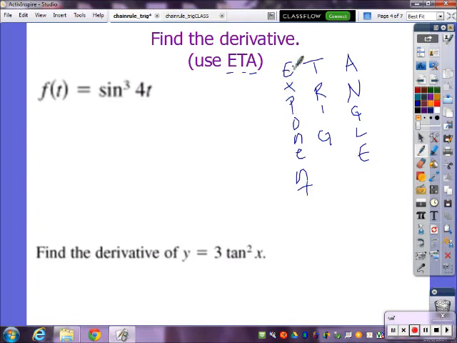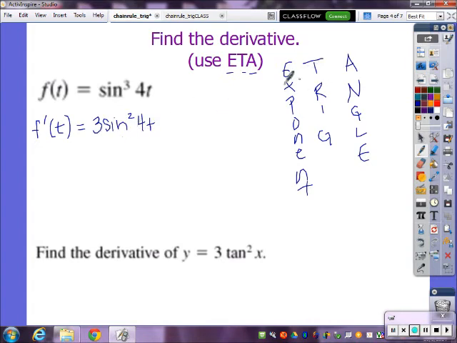So when you take the derivative of the exponent, you leave the trig and angle just as they are. Treat it like a stamp. So for example, for this top problem here, f prime of t, I'd work with the exponent first, which is the 3. And so I would use the power rule, and I leave the other two, the trig and the angle, alone.